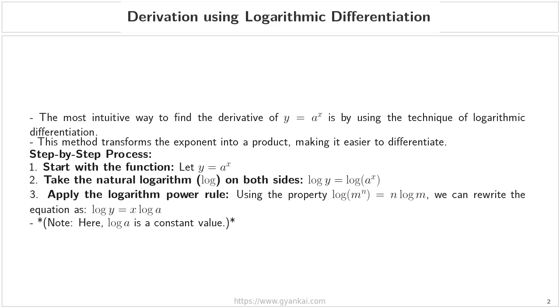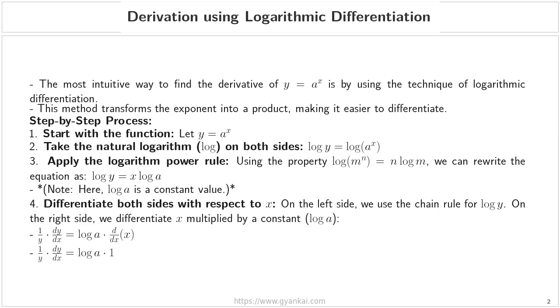Next, we apply the logarithm power rule. As you may recall, the log of a base raised to a power is equal to that power multiplied by the log of the base. Using this property, we can rewrite our equation as the natural log of y equals x times the natural log of a. It is important to keep in mind that since a is a constant, the natural log of a is also just a constant value.